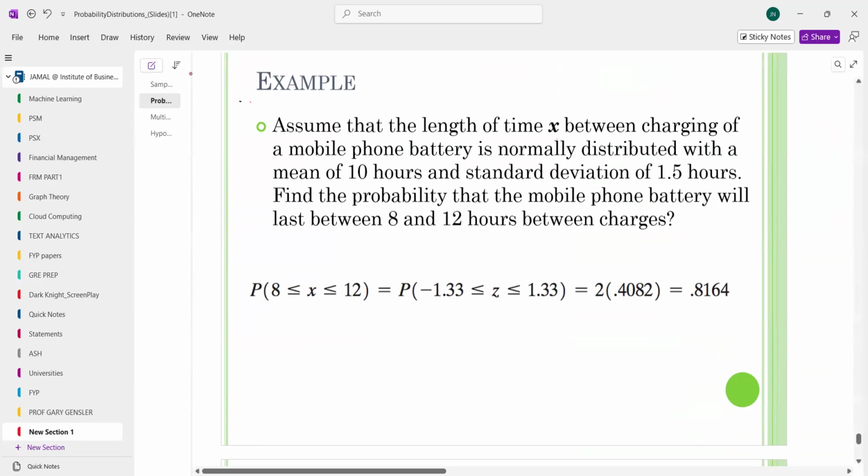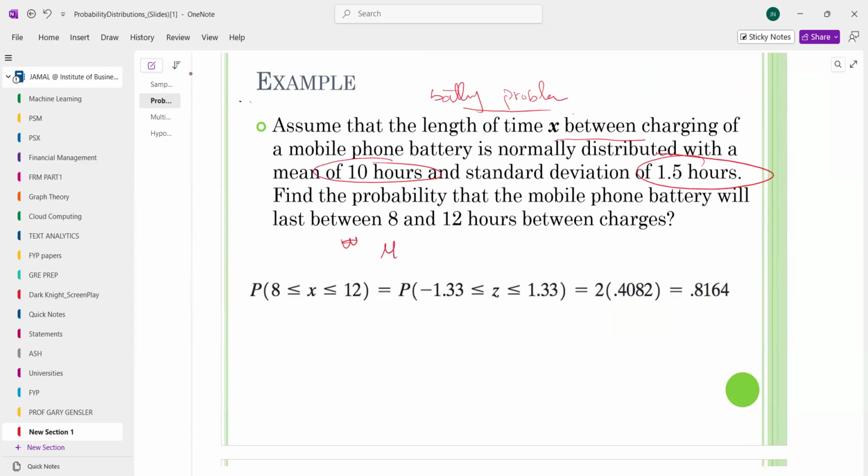Assume the length of this is this. So the charging of the mobile phone. So we have a battery problem here, and the standard deviation is 1.5. The mean is 10, so we have mu equals 10. We have standard deviation 1.5.